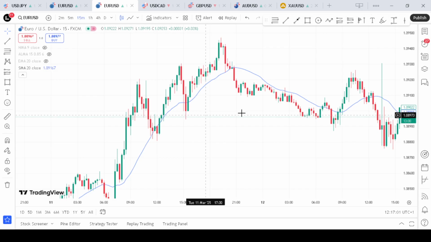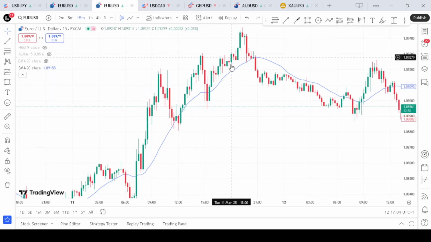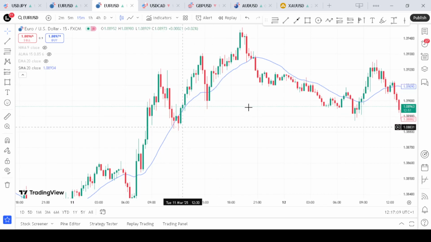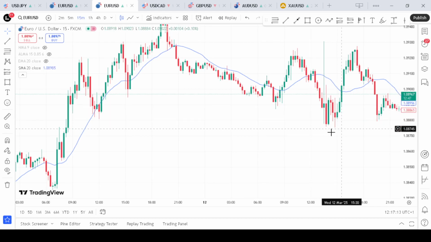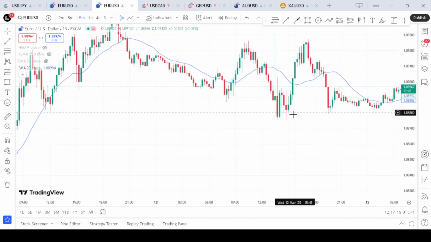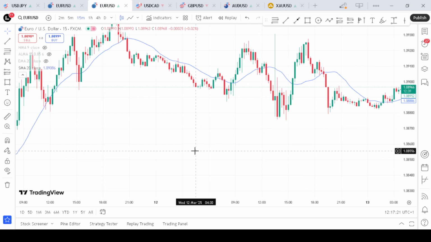When prices are consistently above the SMA, it indicates buying pressure and we are in an uptrend. When prices are below the SMA, it signifies selling pressure and we are in a downtrend. Traders often use multiple SMAs with different time periods to confirm trends and identify potential entry and exit points.